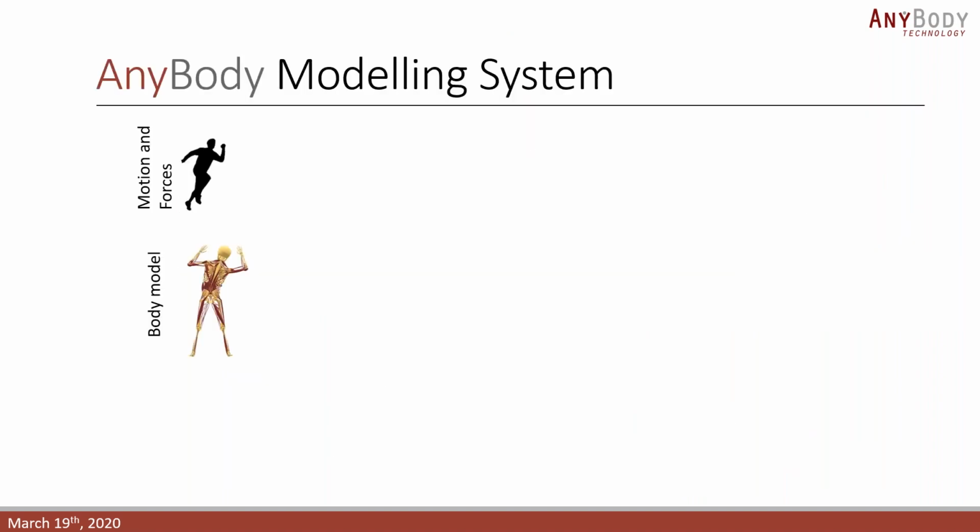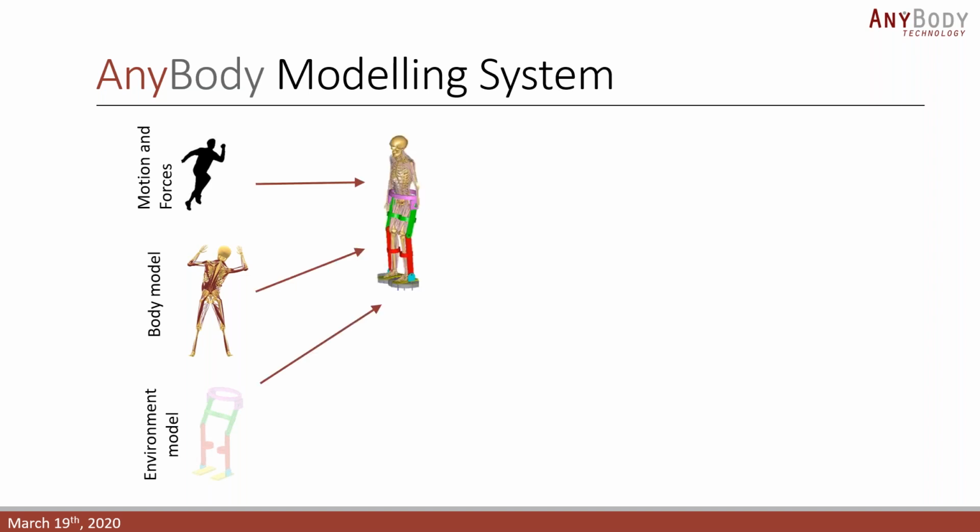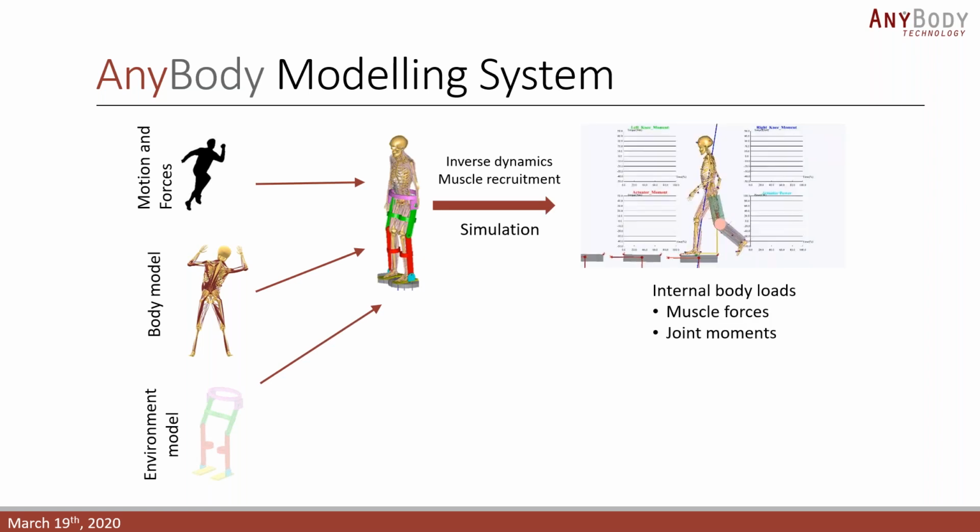A general workflow in the Anybody modeling system could look something like this. You can provide some kind of motion data as input, and then you can use some body models which you have created yourself or others have built. Then you can provide some kind of environment model, which could be an exoskeleton, as is the case with this example. And you can use Anybody to combine all of these things and run inverse dynamics simulations to calculate the internal body loads, the internal body loads being muscle forces or joint moments.